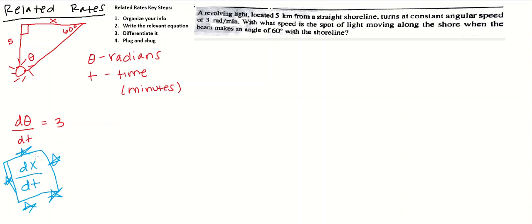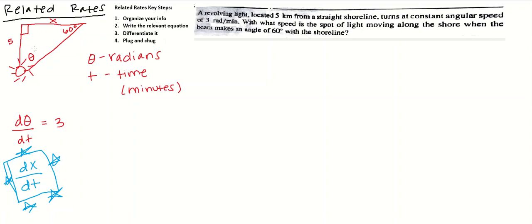So we know that we're trying to find dx/dt. Whatever equation we write better have the variable x in it, right? If it doesn't, then when we differentiate it, dx/dt isn't going to show up anywhere, and that won't be helpful to us. So what other information have they given us? Well, they gave us this 5, they gave us 60, but they also told us that dθ/dt was 3.